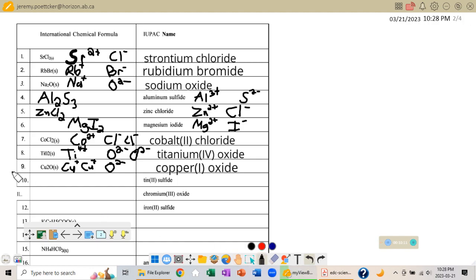All right, so tin is Sn. In this case, I know it is a 2 plus. Oh, I should write this over here. I know the tin is a 2 plus ion. Sulfide is always 2 minus, which tells me I need one of each of them. And this is a weird looking formula, SnS.